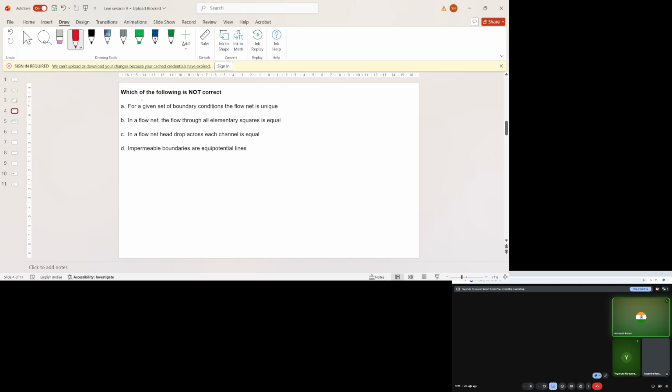Which of the following is not correct? For a given set of boundary conditions, the flow net is unique. In a flow net, the flow through all elementary squares is equal. In a flow net, head drop across each channel is equal. Impermeable boundaries are equipotential lines. So how will you analyze this question?